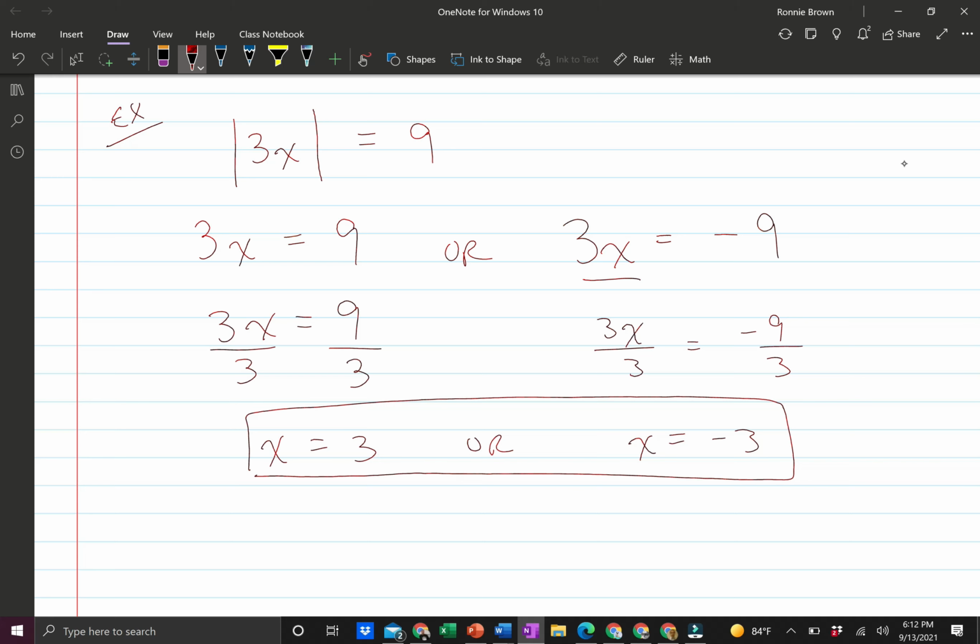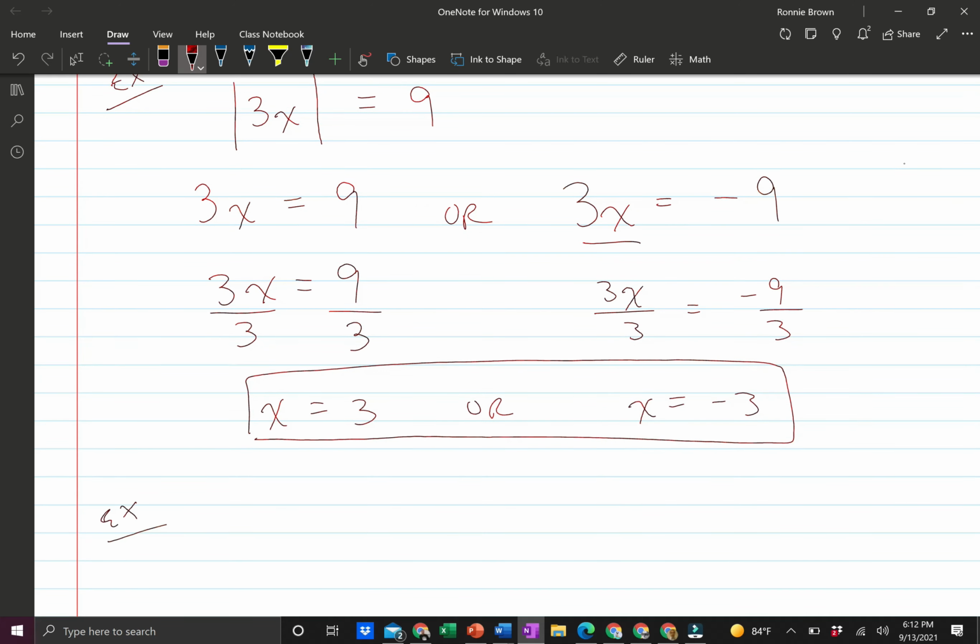If you take a look at the check, you would plug in 3 times 3 is 9. The absolute value of 9 is 9. A negative 3 times a positive 3 is negative 9. The absolute value of negative 9 is still positive 9, right? Because as you recall, absolute value really means the distance from 0 on a number line.